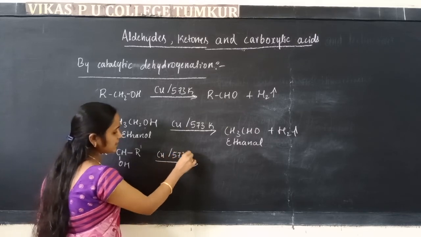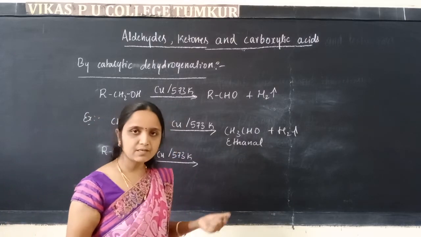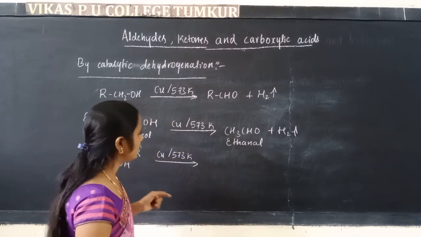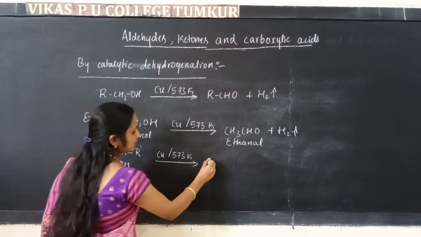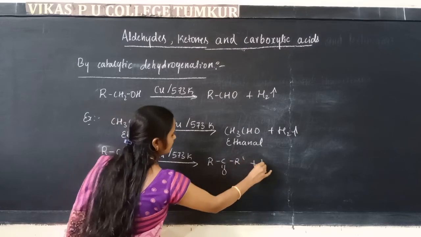573 Kelvin, if you want, can also be given as 300 degree Celsius. It is nothing but 573 Kelvin. Then the ketone is formed with the liberation of hydrogen.